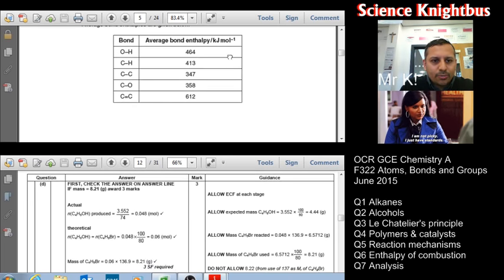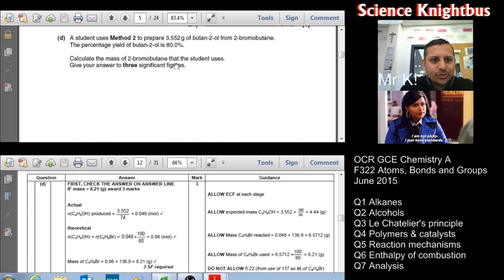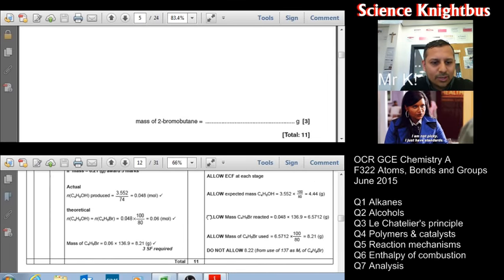So we're going to move on now to part D, method 2, the percentage yield method. The percentage yield of butan-2-ol is 80%. Calculate the mass of 2-bromobutane. Give your answer to 3 significant figures. Obviously, don't miss that last bit out, otherwise you will drop a mark. It says 3 significant figures required in the answers.